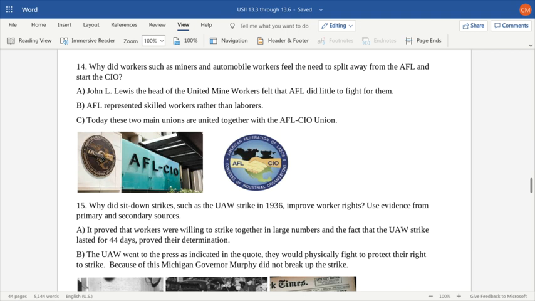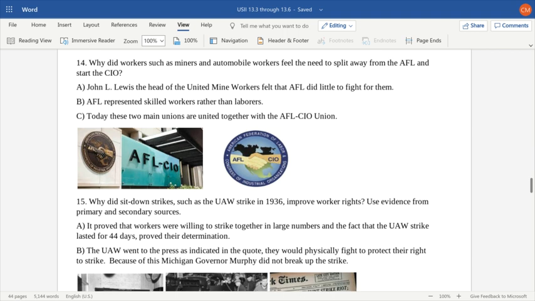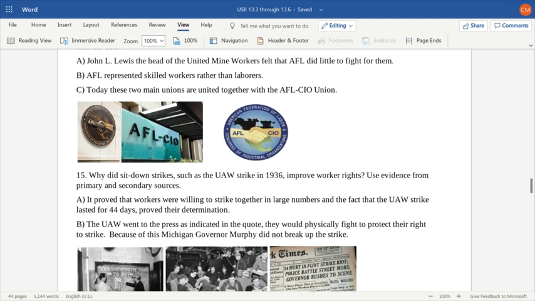15, why did sit-down strikes, such as the UAW strike, UAW stands for United Auto Workers, the United Auto Workers strike in 1936, improve workers' rights? Well, this was a pretty dramatic step in Michigan. They went on strike for 44 days. They proved determined and willing to do whatever was necessary in order to bring about positive change for the workers.